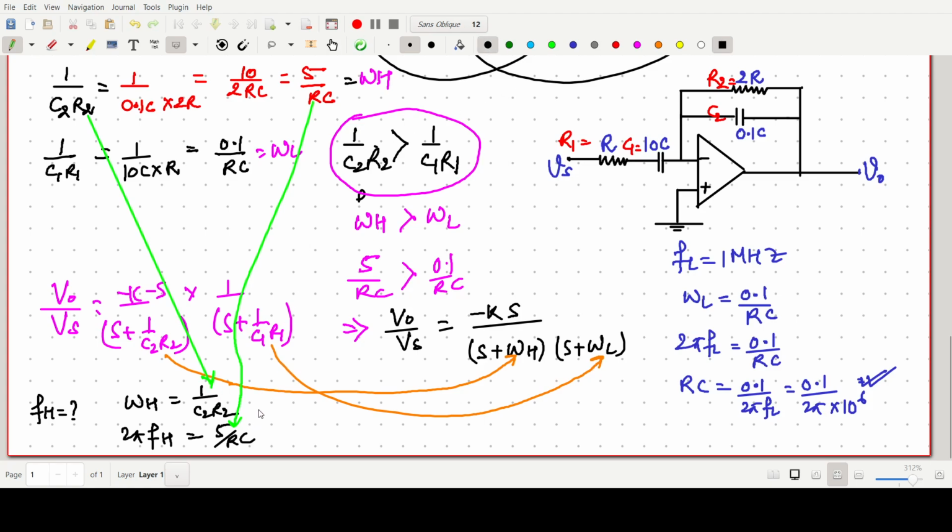So now FH value will be 5 by 2 pi RC. Now RC value is known to us, so this would be 5 by 2 pi into RC value, which is 0.1 divided by 2 pi into 10 to the power 6. So the 2 pi will be cancelled out. So 5 by 0.1 into 10 to the power minus 6.